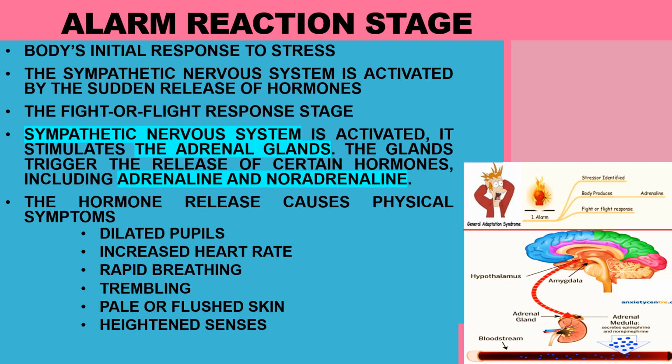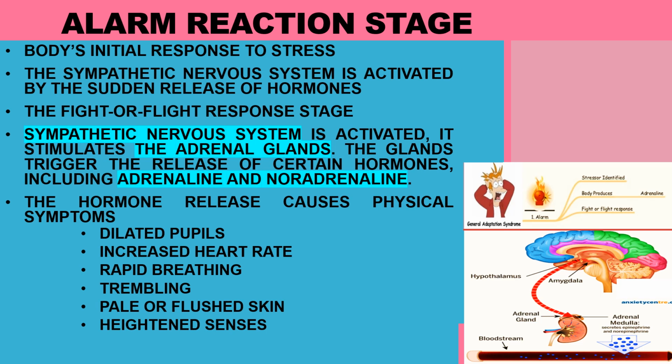When the sympathetic nervous system is activated, it stimulates the adrenal glands. This gland in turn triggers the release of certain hormones, including adrenaline and noradrenaline, and these hormones are released into the bloodstream.